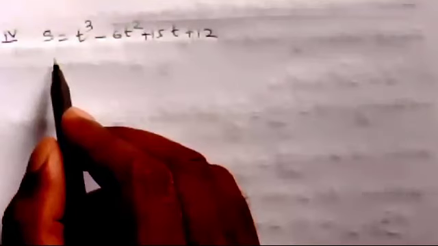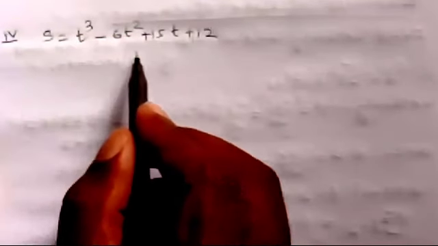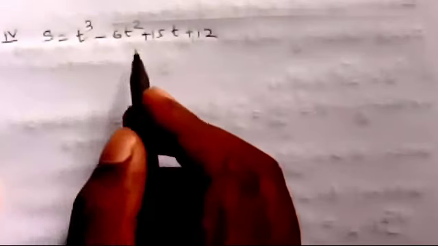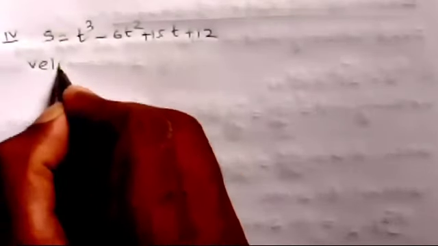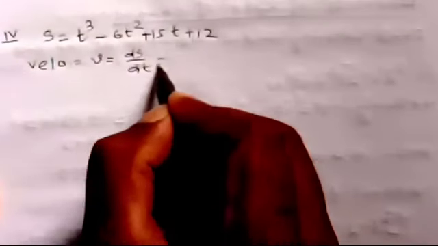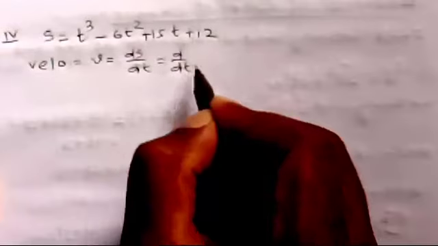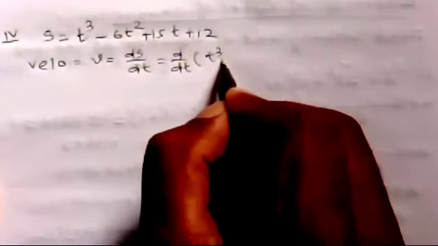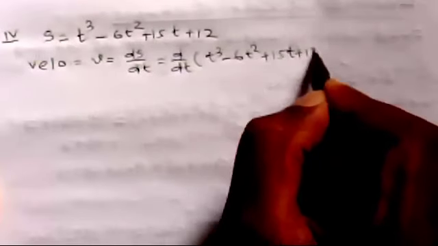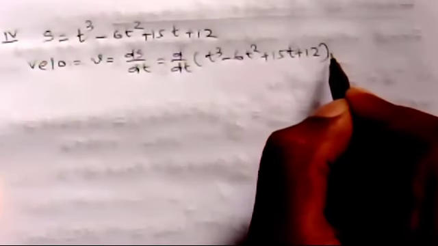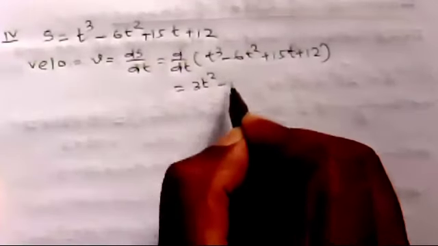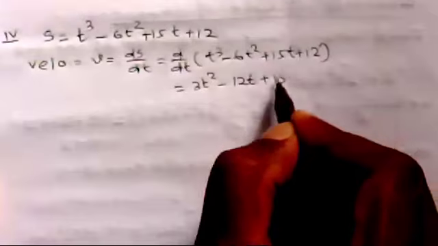So this is the velocity and acceleration at the end of 2 seconds. Next question, the displacement s is given as t³ minus 6t² plus 15t plus 12. We have to find velocity and acceleration at the end of 2 seconds. First is the velocity. As you know, velocity v is the derivative of displacement. This is ds/dt, and d/dt of t³ minus 6t² plus 15t plus 12. After differentiating, we will find this is 3t² minus 12t plus 15.